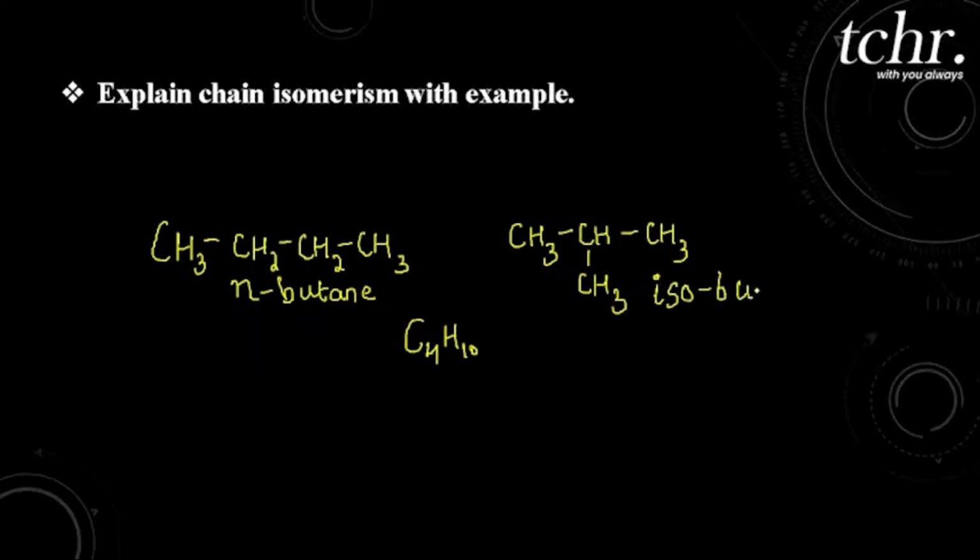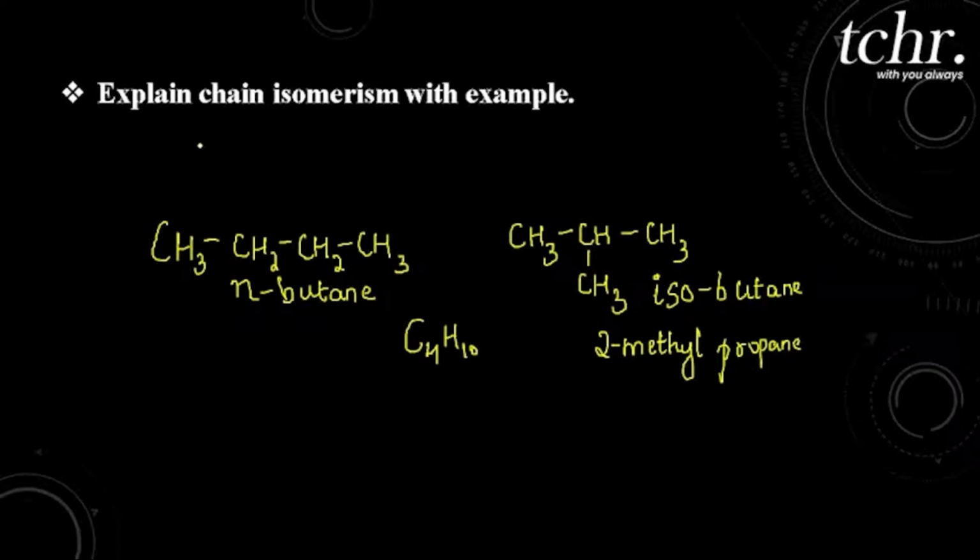isobutane, a common name, isobutane. Otherwise, it is called by its IUPAC name. The proper IUPAC name of this compound is 2-methyl propane. So, butane and 2-methyl propane are not the same, but they have the same molecular formula.